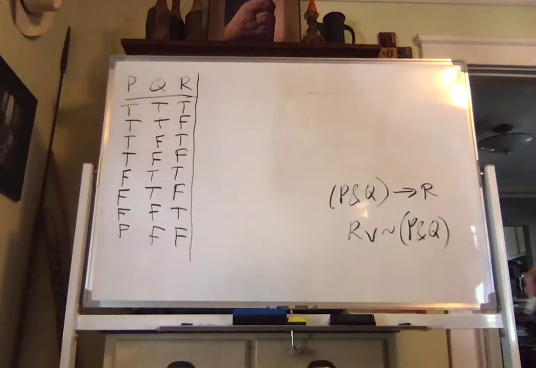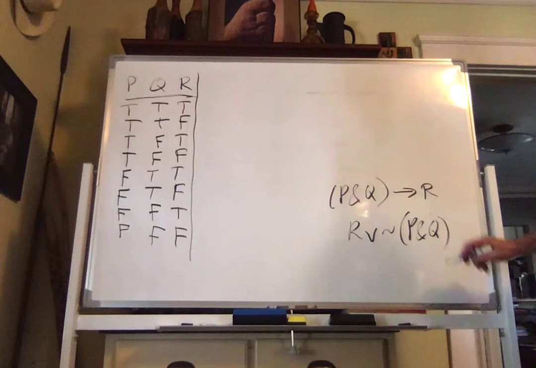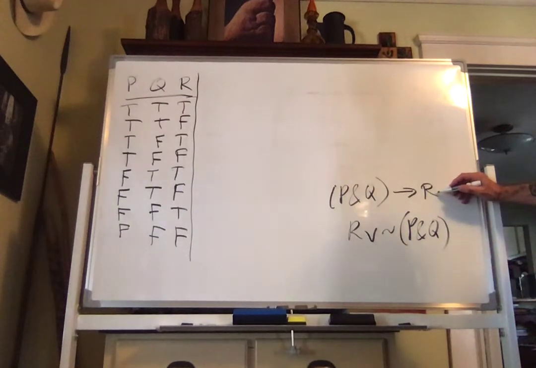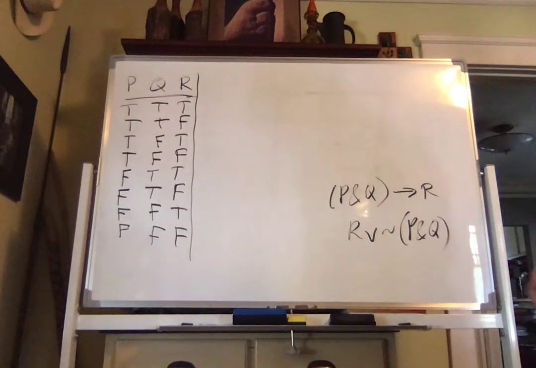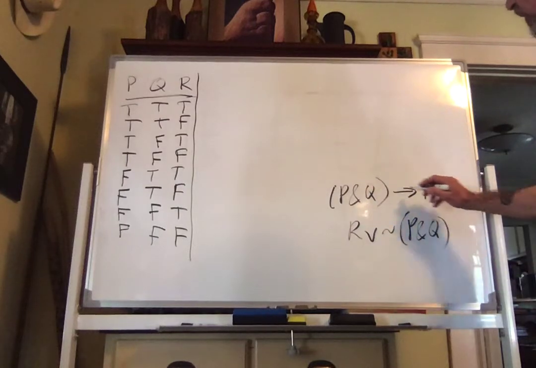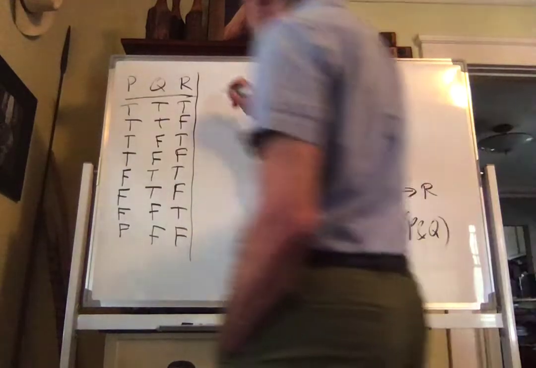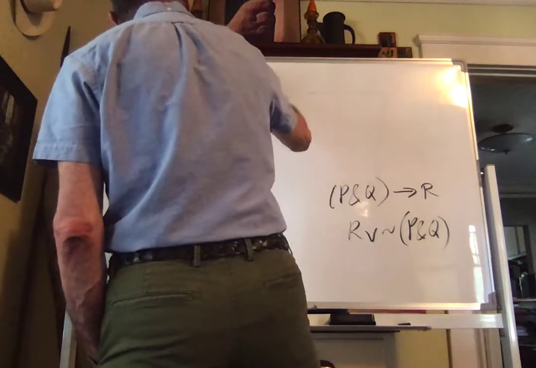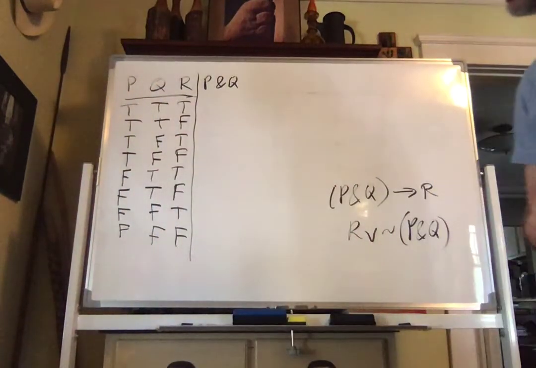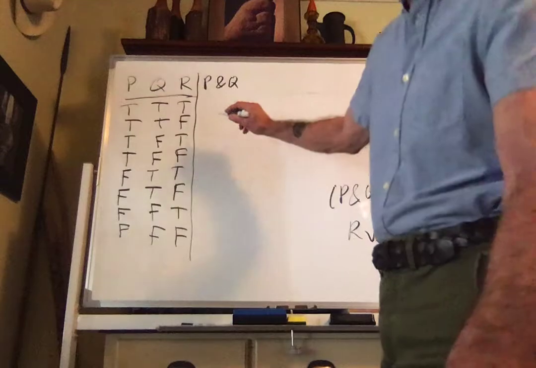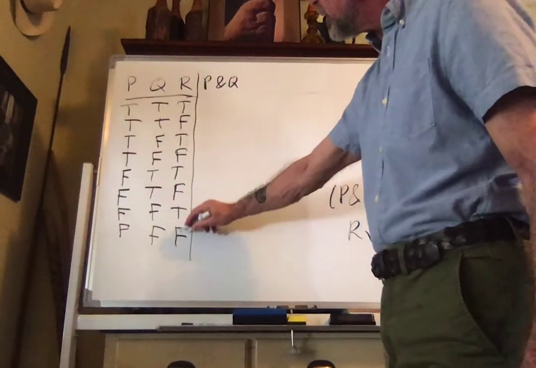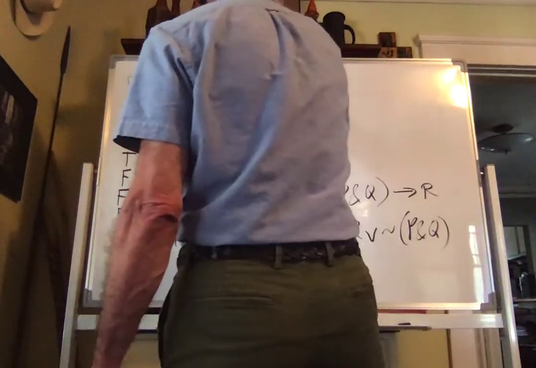Now, let me see what information I'm going to need to figure out the truth values for these. The first of them is a conditional. That's because the arrow is the connecting sign outside of parentheses. And to figure out truth values for a conditional, I need to know the truth value of the antecedent by itself, which is P ampersand Q. I'm also going to need to know the truth values of the consequent by itself, but that's simple, that's R. So its truth values are just right here in a reference column already.